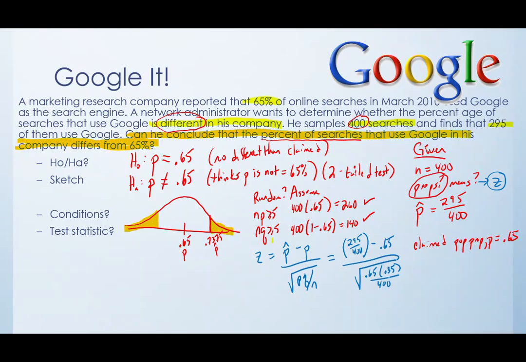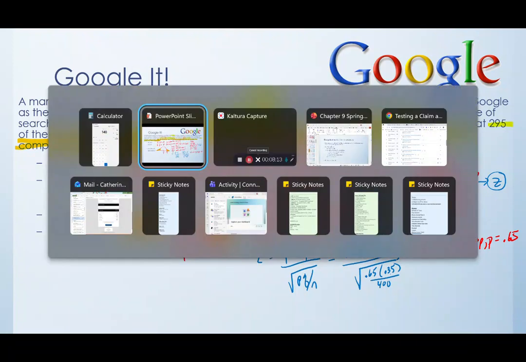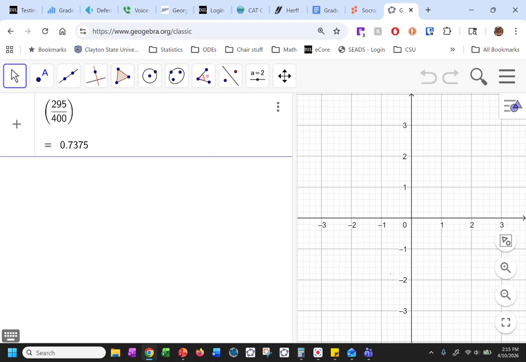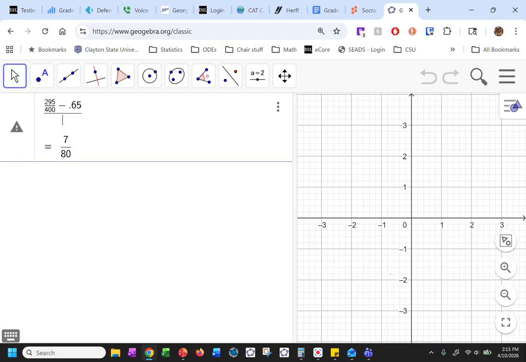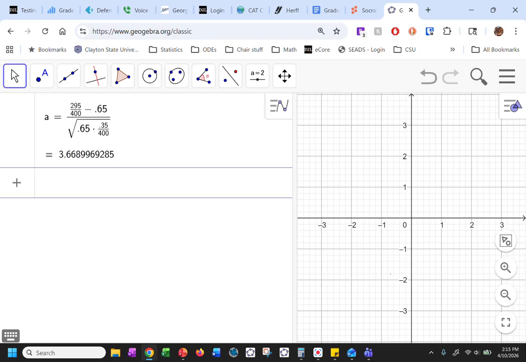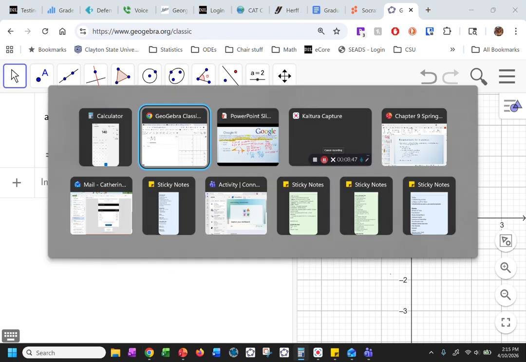Now we're going to plug that into GeoGebra, because I am not a human calculator. I thought I had GeoGebra up, but apparently not. There we go. So 295 over 400 was our p-hat, minus our population proportion 0.65, divided by the square root of 0.65 times 0.35 over our sample size of 400. We're getting a pretty big z-score here, relatively speaking: 3.669.